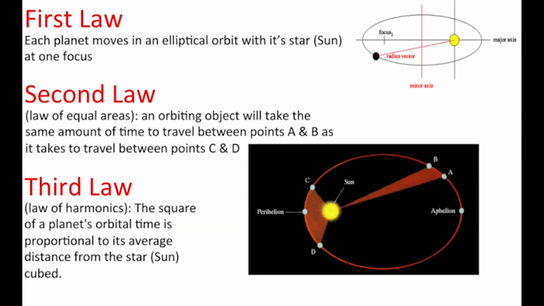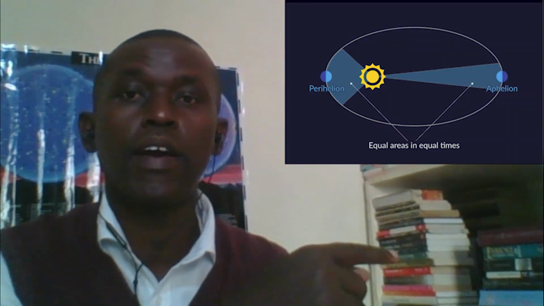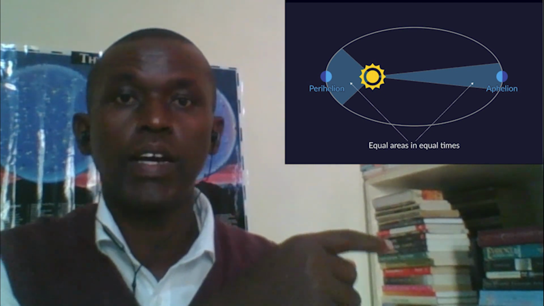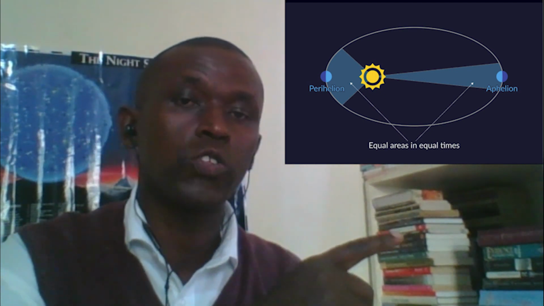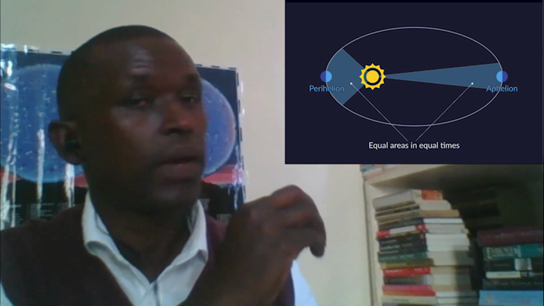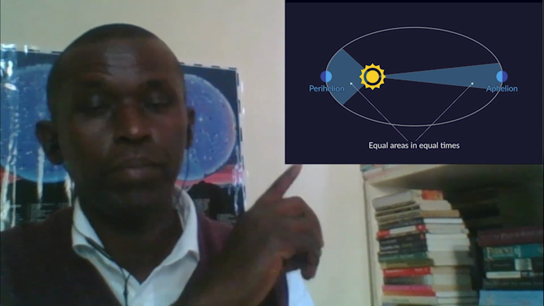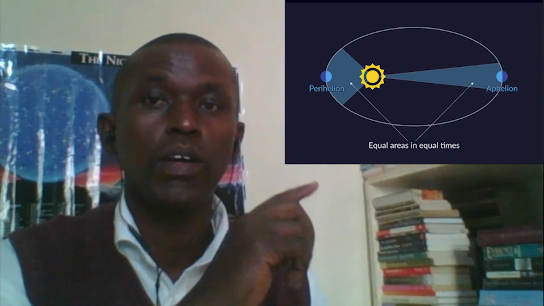Here, my viewers, kindly go familiarize yourself with the three Kepler laws of motion. At one particular point, when the Earth is near the Sun, it will have a higher orbital velocity as opposed to when it's on the other side. It will have a slower orbital velocity. That is when it is at the perihelion and the aphelion position when it's orbiting around the Sun.